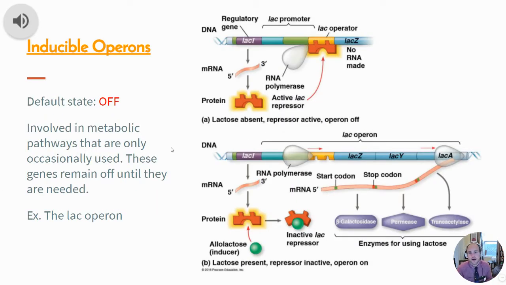So inducible operons, their default state is off. And so what that means is that our repressor protein here is binding to our operator in the promoter region, and it's permanently bound. So when it's bound, our RNA polymerase can't bind to the DNA. It can't start transcribing. So in our default state, our genes are off. And a good example of this is the lac operon, which is involved in lactase.